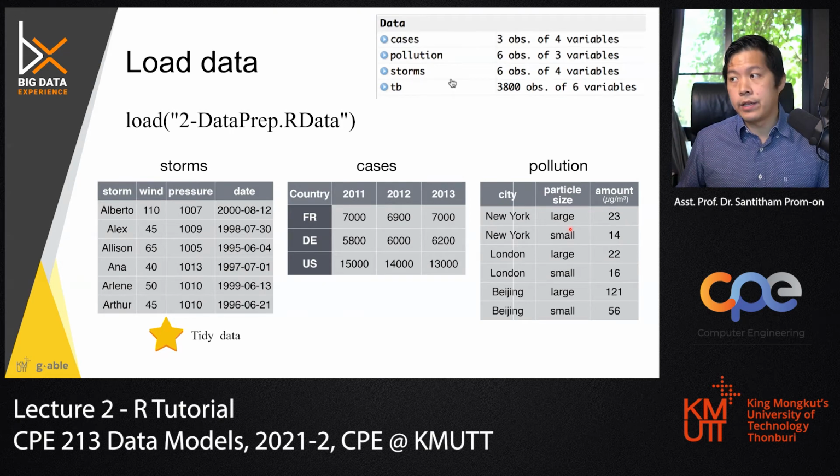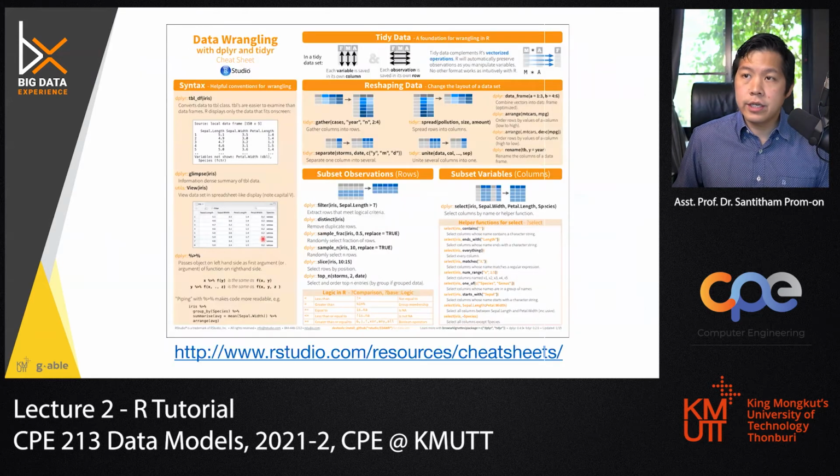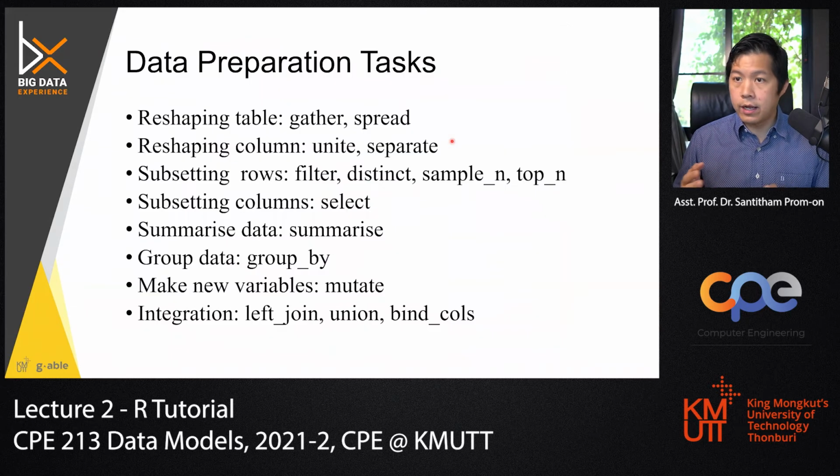How do we do that? We look at that here. There is a cheat sheet here. You can click on the link and it will lead you to the cheat sheet, which contains a summary of the functions that you need to know. You can try it out as a tutorial on your own to see what each function does. In summary, these functions relate to the tasks in data preparation. You need to reshape the data frame into a certain structure, which can be done by reshaping the table using gather and spread.